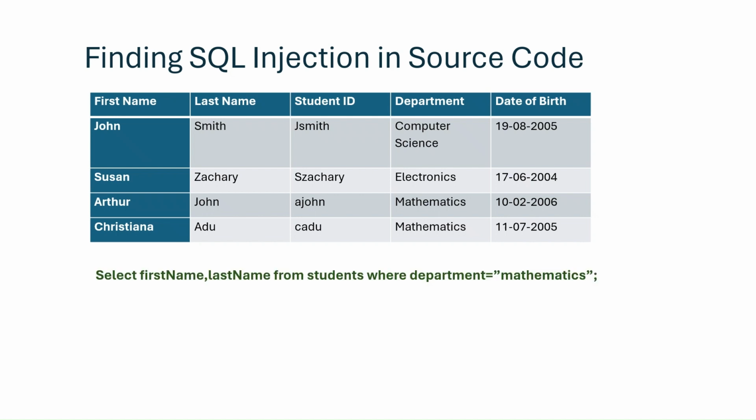Select first name, last name from students where department is equal to 'mathematics' enclosed in quotes, ended by a semicolon. Now imagine the administrative staff retrieving this input from the application front end. Say for example, the front end looks like the screen you see here.